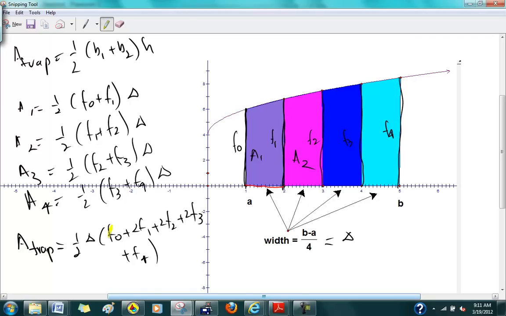So the ones that are at the end are singletons. Why is it F0? Isn't that the first base of the trapezoid? If you look at this trapezoid here, isn't its first base F0? I'm doing my trapezoid this way here. That's my trapezoid, so this is B1, this is B2. Okay? Is that your question?